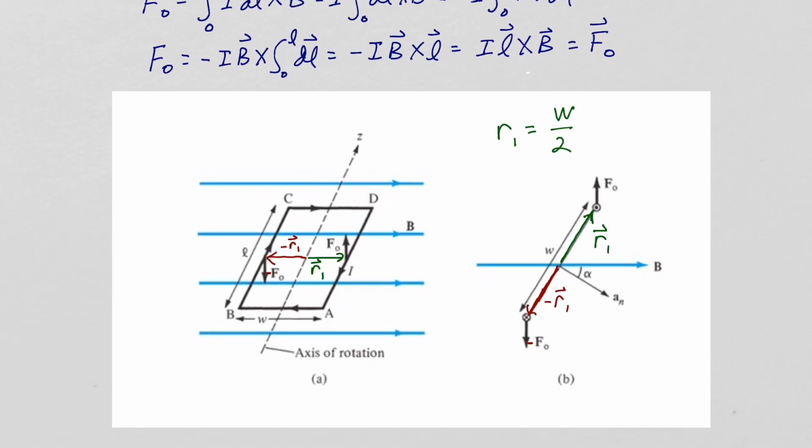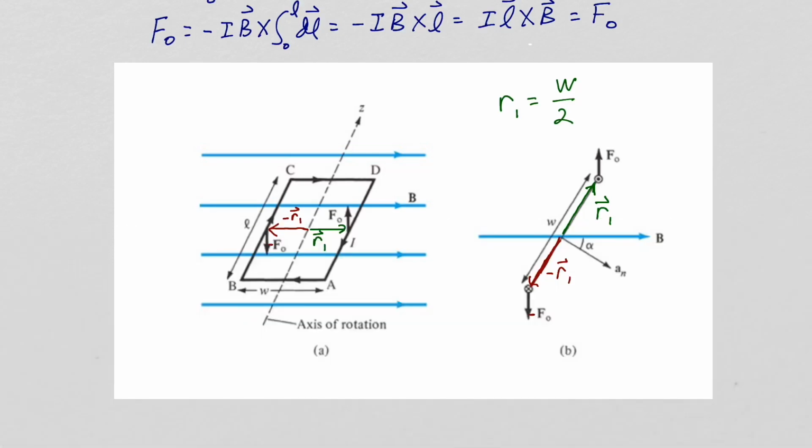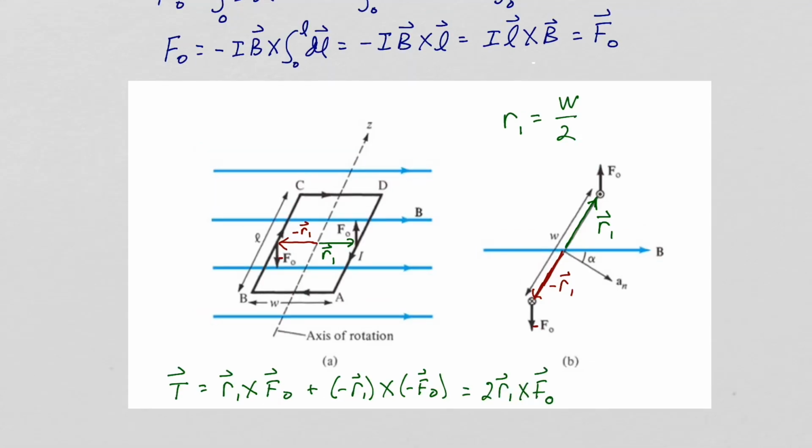So now let's compute the torque on our rectangular current loop. The torque will be lever arm R1 crossed into F sub 0, and lever arm minus R1 crossed into minus F sub 0. The torque then is 2 R1 cross F sub 0, and now let's substitute what we found earlier for F sub 0, I L cross B. Now R1 and L are at right angles. So the cross product will be the magnitude of L times the magnitude of R sub 1 times the sine of 90 degrees, which is 1.